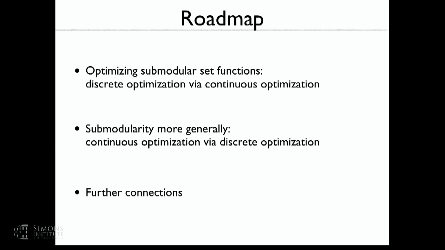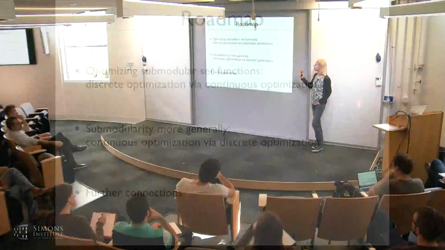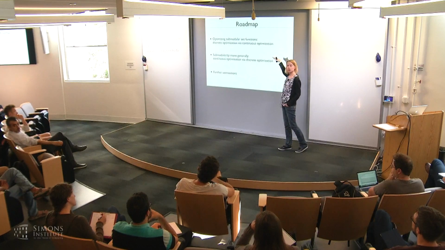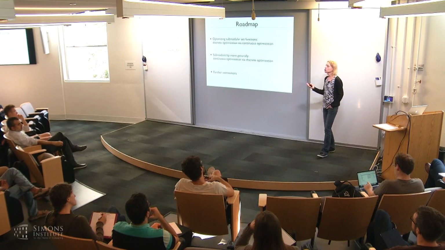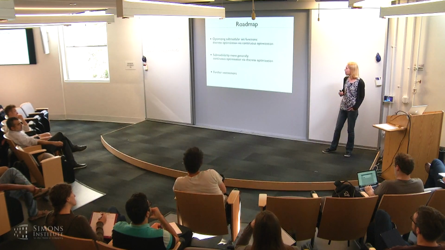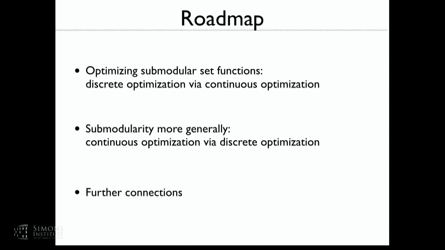Okay, so what am I going to talk about today? First of all, I'm going to show you how these submodular functions connect to continuous optimization, how we can exploit continuous optimization to do submodular optimization. And then, in the end, I will also talk a little bit more about the other direction, that actually there are also examples where you can do continuous optimization via discrete optimization, and looking at submodularity a bit more generally beyond set functions. But you see that many of these ideas will occur here again. And if we have time, I'll talk a little bit about other connections between submodularity and continuous functions and optimization.